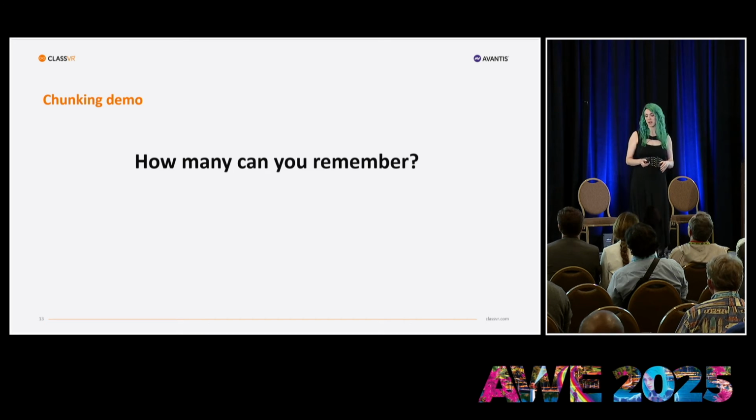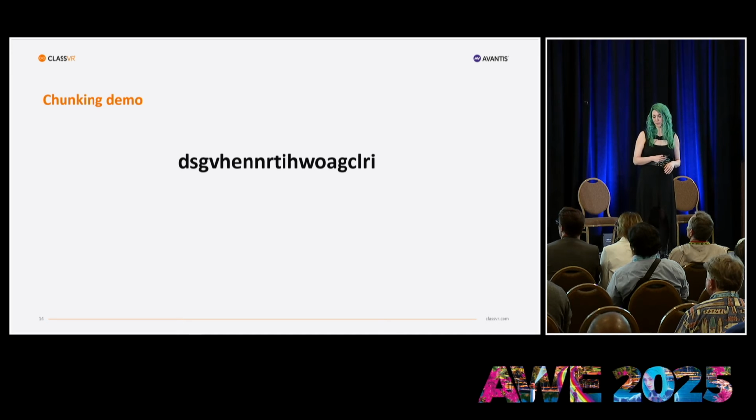Magic number 7 plus or minus 2. It's about 5 chunks. I'll show them back on screen so you can check if you're right. The reason that's difficult is it's 20 chunks of information, 20 seemingly random letters.